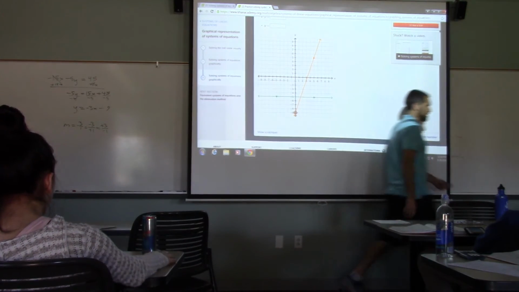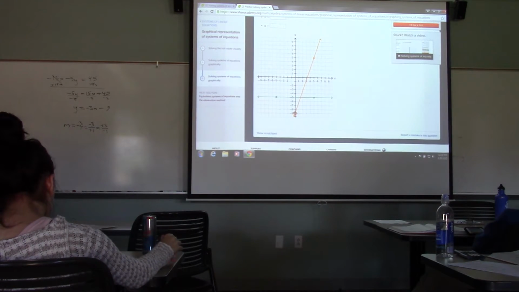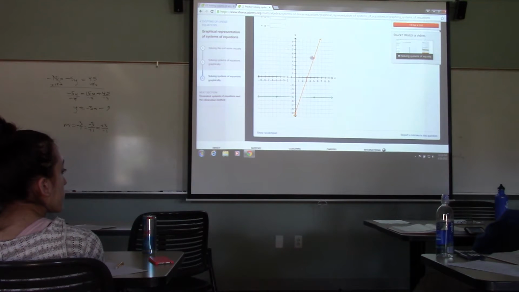Go up 3. You guys are jumbling, so John, help me out. Where am I going? Go up 3 and over to the left 1. Okay, so from that point, I go up 3, left 1. I could have gone down 3, but that would have been off my graph. So up 3, left 1. So there's my line.